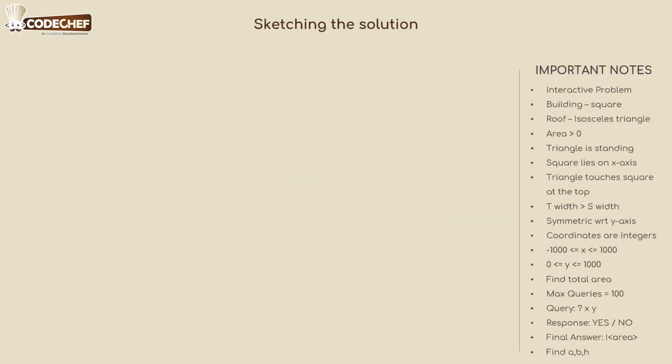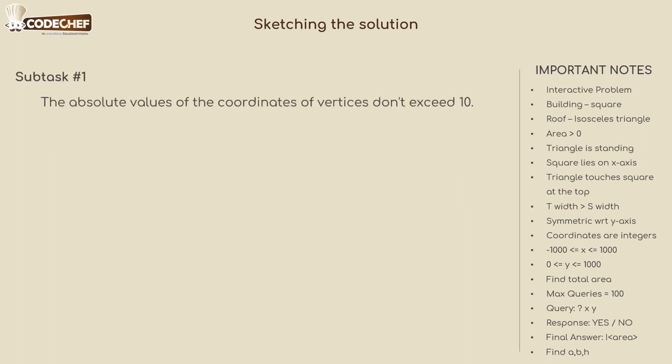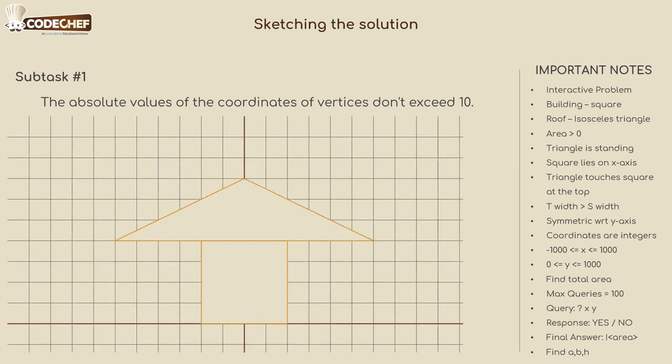So now let's proceed to section number 3, which is sketching the solution. For subtask number 1, we are given that vertices don't exceed 10, which means that we have to only look for this area. Now we know that the square lies on the x-axis. Also the coordinates are integers, so we have to look only for integer coordinates.